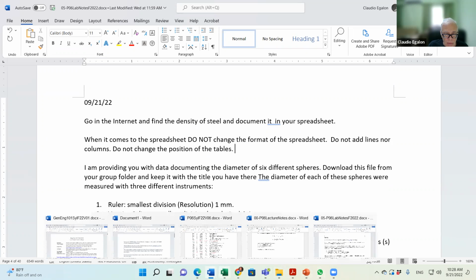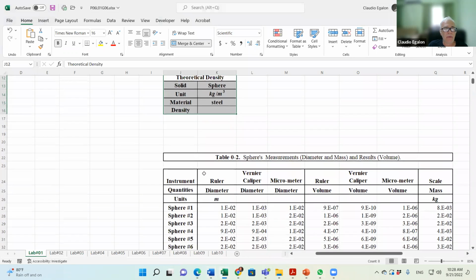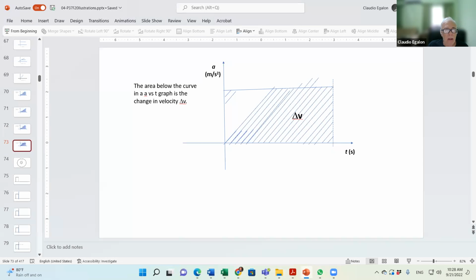And if you go to your spreadsheet, there is this first table where you have to get the density of steel, and then there is this second table here. In the second table, you have data for the measurement, using the ruler, of the diameter of 6 different spheres. Let me quickly go through that right here.